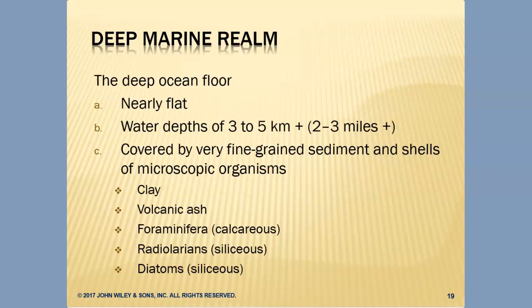Then finally we get to the deep marine realm, those abyssal plains. These areas are nearly flat, but they're covered by fine-grained sediment and shells of microscopic organisms. These shells are often called tests, and you'll hear about that in historical geology and also in paleontology. But besides these exoskeletons of microscopic organisms, you'll also find clay, volcanic ash, and specifically the types of organisms that you'll see are foraminifera, radiolarians, and diatoms.